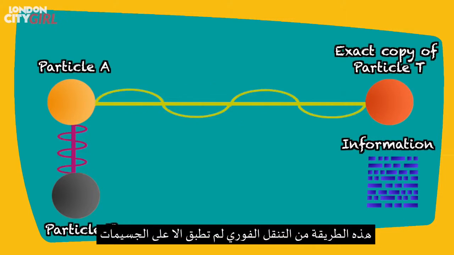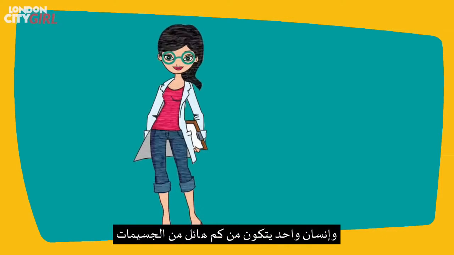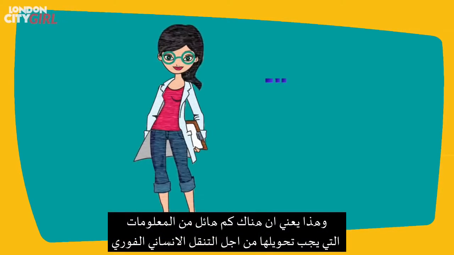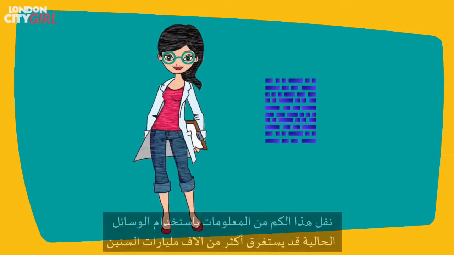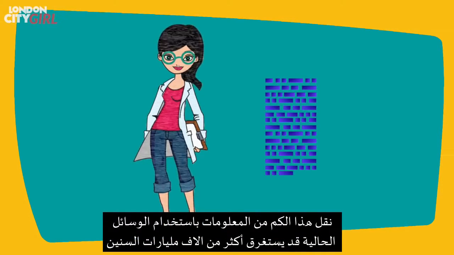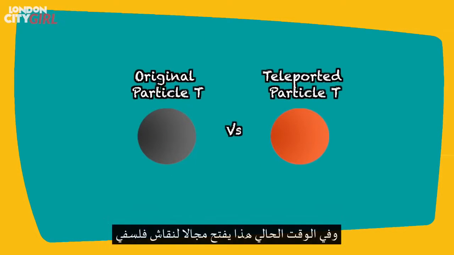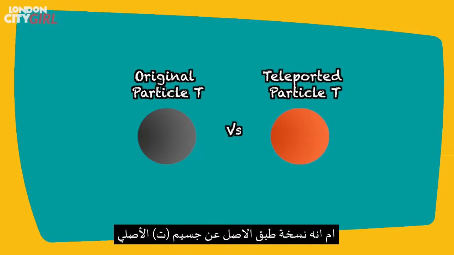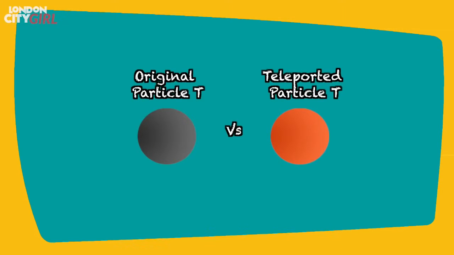This method of teleportation has only ever been done on particles, and a single human being contains a huge amount of particles, and that would mean an immense amount of data would need to be transferred for human teleportation. Transferring this amount of data using the means we have today would take upwards of 250 billion years. At the same time, it opens up a philosophical debate of whether the teleported particle T is actually the original particle T or just a precise copy of the original particle T.